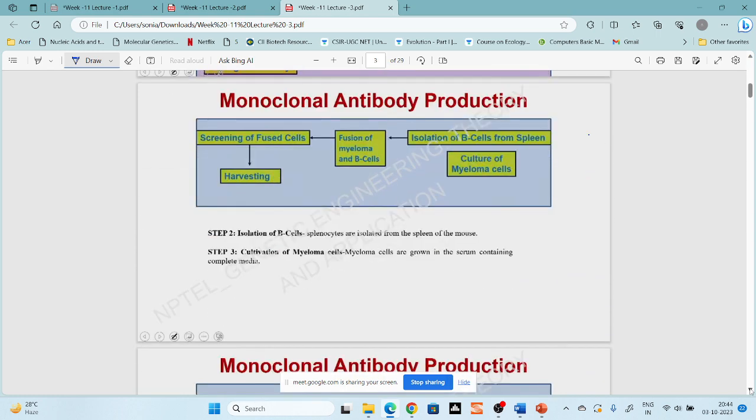And then the screening process is important, because the efficient screening process will only give the good recovery of your hybridoma cell lines. Otherwise you might have contamination of B cells or myeloma cells also.